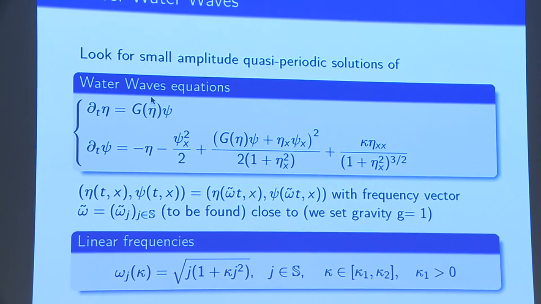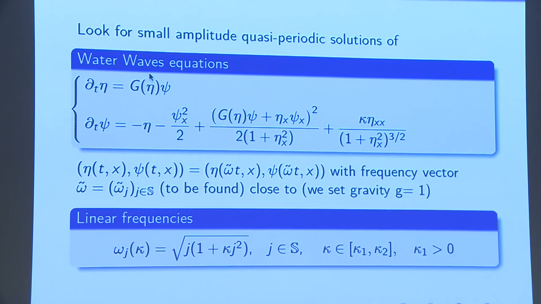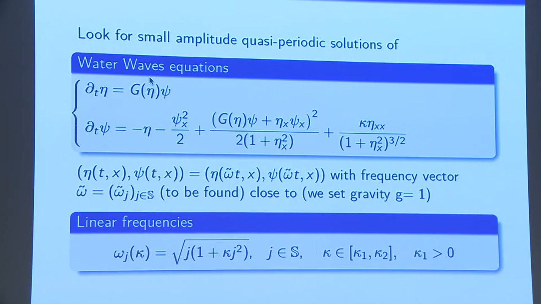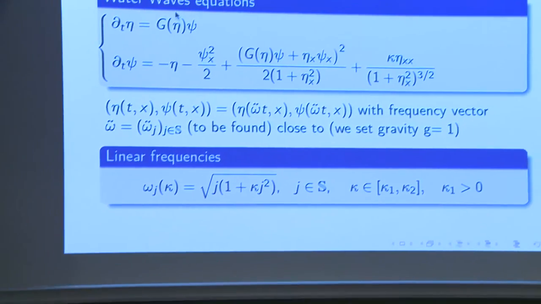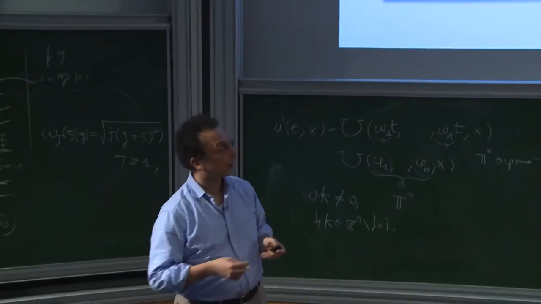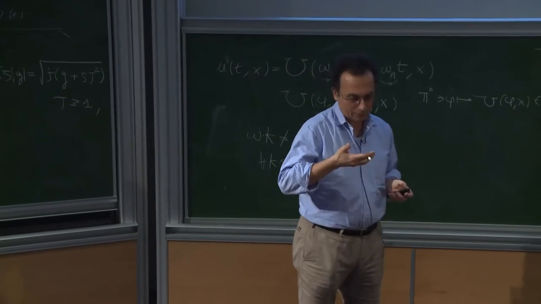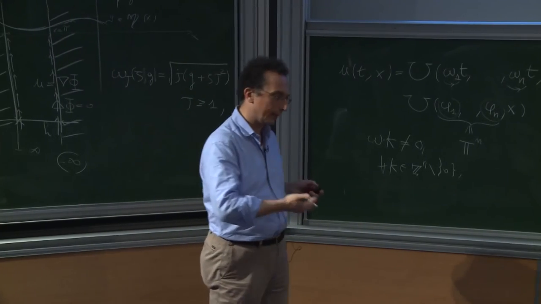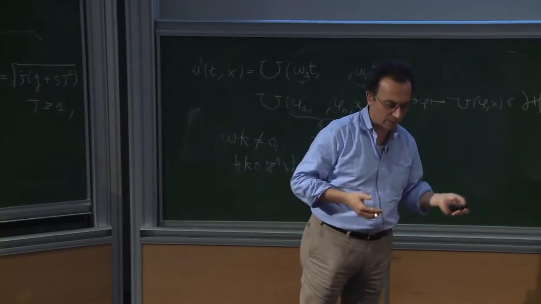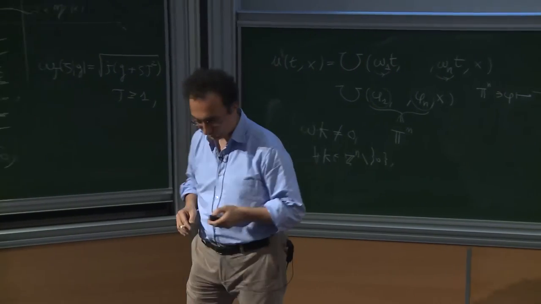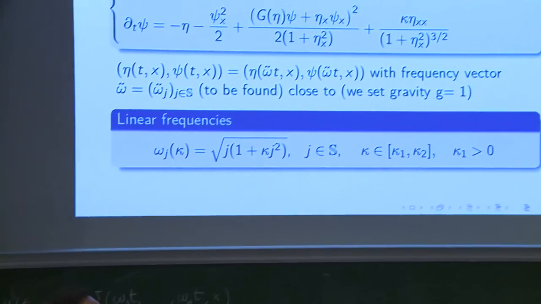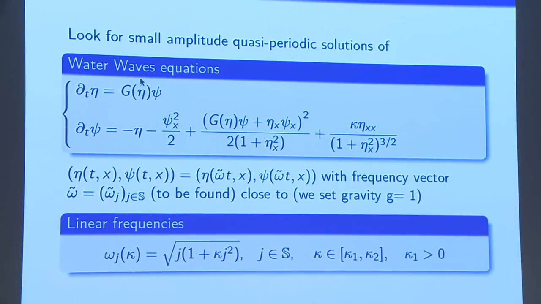So now let's go back to water waves, and I want to precisely give the result of quasi-periodic solutions for this system. These are again the equations, and it's an autonomous system. So the frequencies of the quasi-periodic solutions are not fixed a priori. They will change according to the nonlinearity and according to the amplitude. If the solutions tend to zero, the nonlinearity will have an effect on the frequencies. So we look for quasi-periodic solutions with frequency omega tilde, which are unknown, to be found.